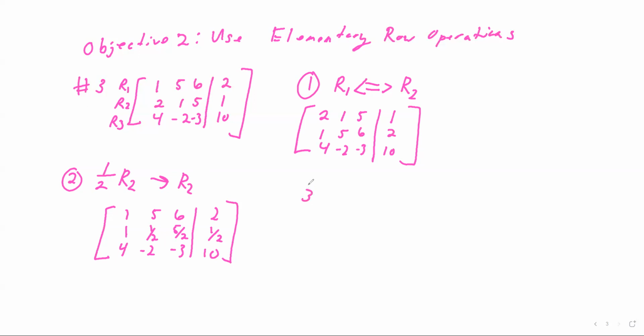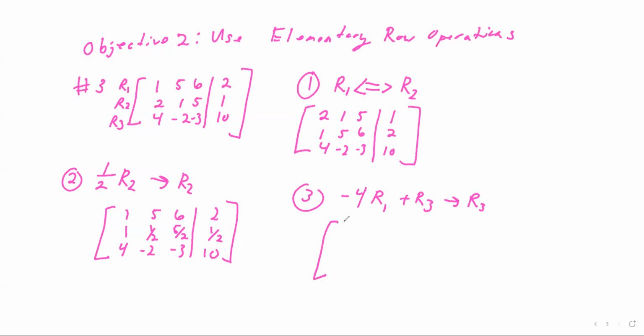If I ask you a third separate question here, I tell you to multiply row 1 by negative 4, then add it to row 3, and replace row 3 with that answer. So again, I'm going to multiply row 1 by negative 4, add it to row 3, and I'm going to write my answer as my new row 3. Again, using the original augmented matrix.